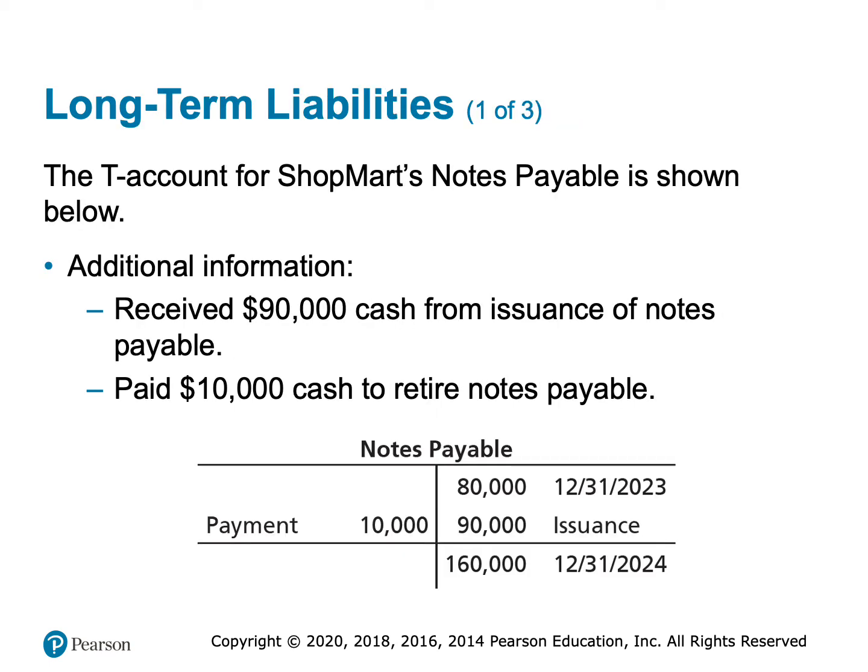So first of all, let's look at the notes payable account. It was $80,000 last year, it's $160 this year. We were told that we issued $90,000 of new notes. So that's a credit to notes payable. That's money that we borrowed. When we retired notes, that just means we paid it off. So we debited notes payable for that and credited cash. So that's how we wound up with the 160 ending balance in notes payable.